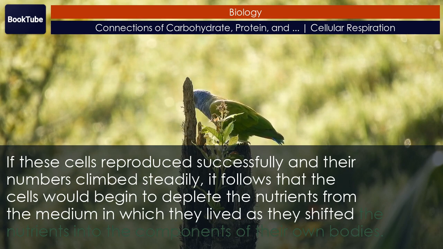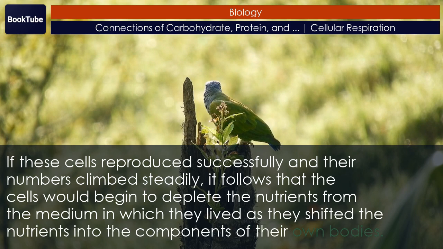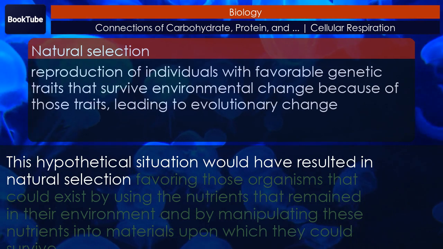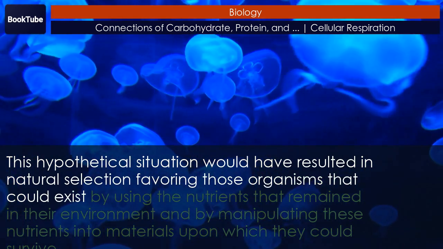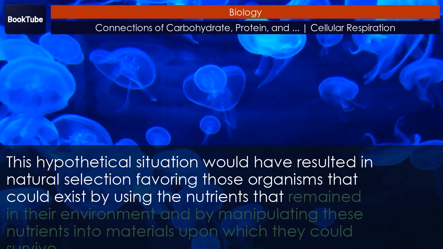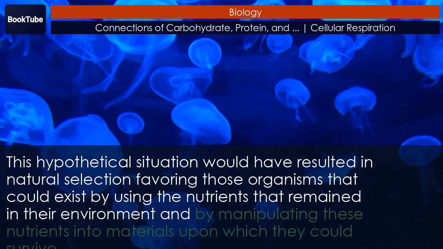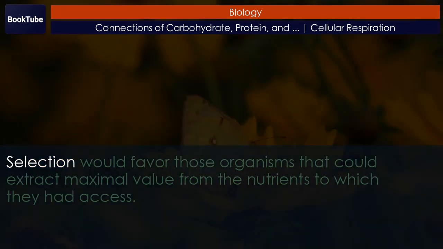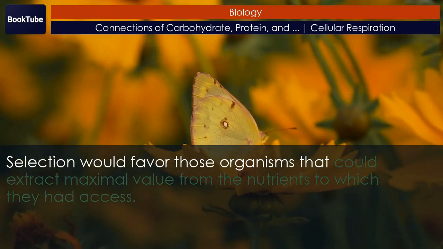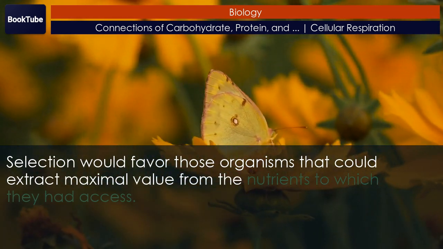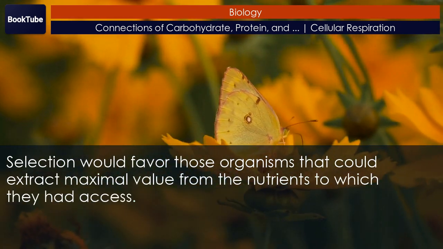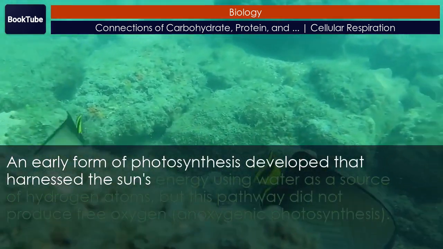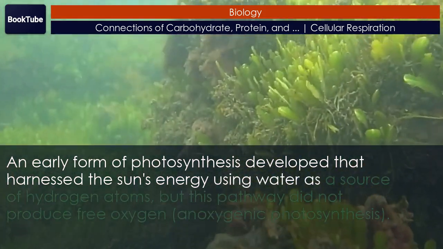as they shifted the nutrients into the components of their own bodies. This hypothetical situation would have resulted in natural selection favoring those organisms that could exist by using the nutrients that remained in their environment and by manipulating these nutrients into materials upon which they could survive. Selection would favor those organisms that could extract maximal value from the nutrients to which they had access. An early form of photosynthesis developed that harnessed the sun's energy using water as a source of hydrogen atoms.